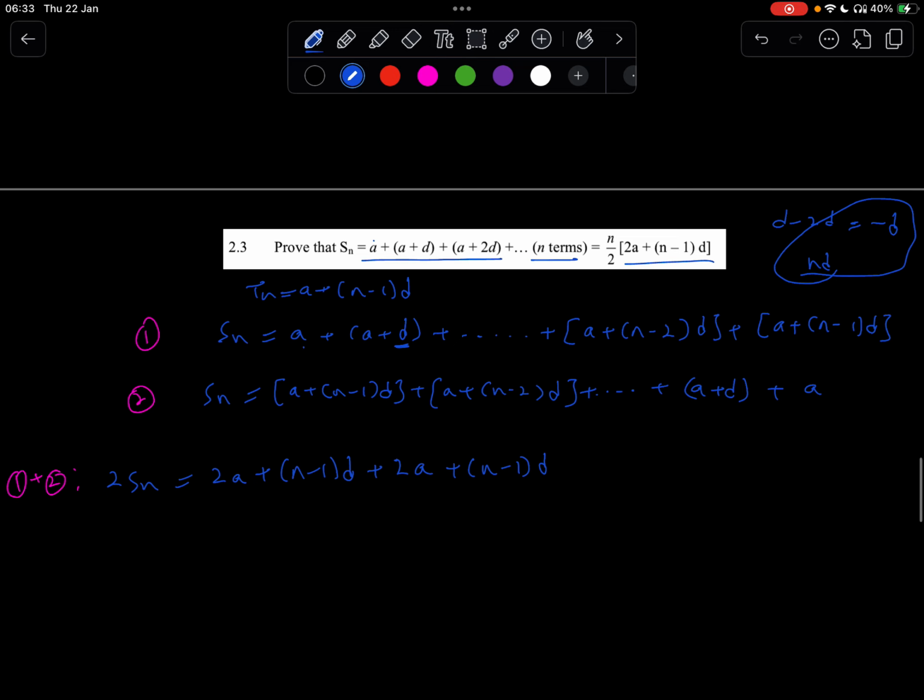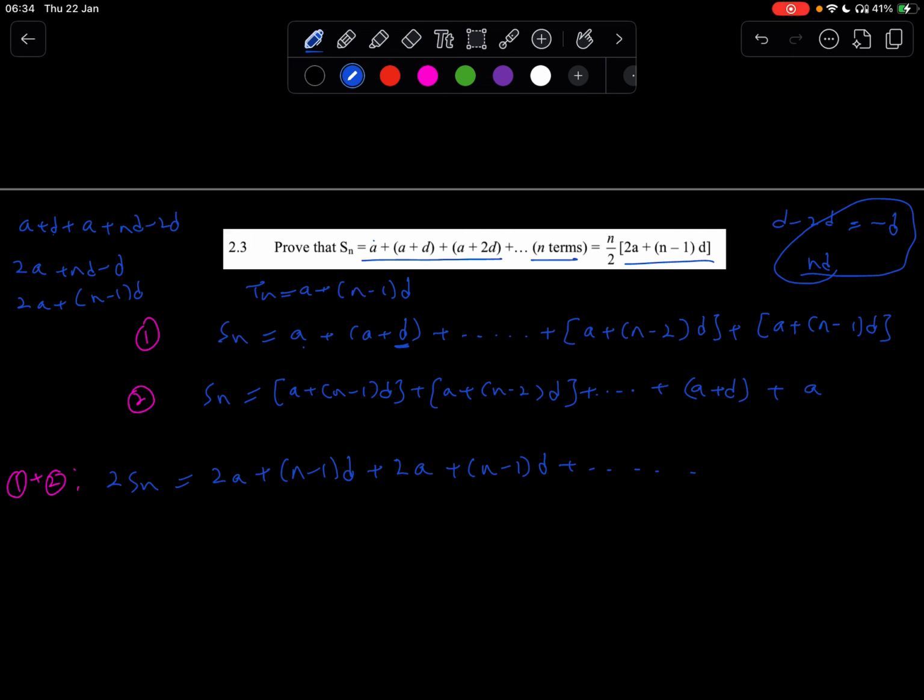So it's essentially a plus d plus a plus nd minus 2d. This is 2a, d minus 2d. My bad, let's start with nd. d minus 2d, that's minus d. 2a plus, we factorize d, we're left with (n minus 1)d. So all the terms, when you're adding them together, will give us this result.